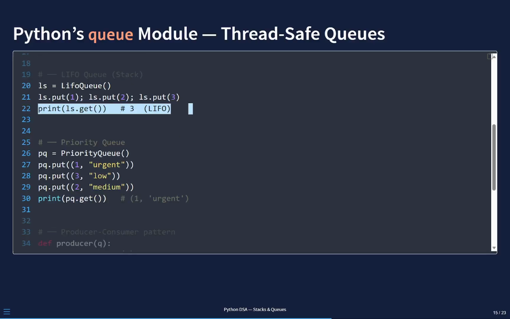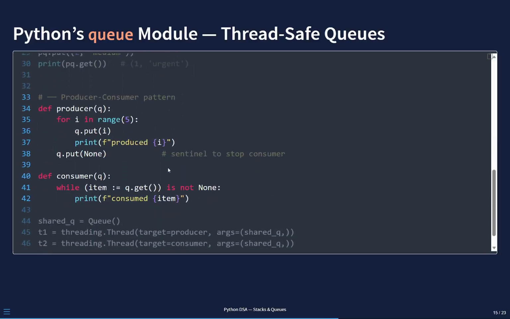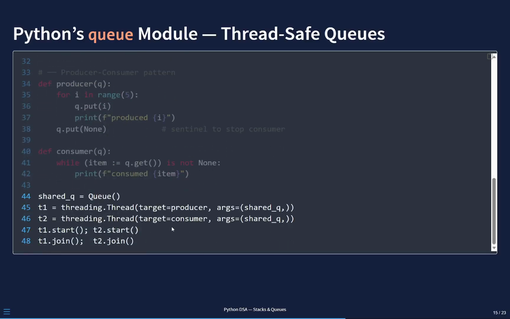Click. The producer-consumer pattern is the canonical use case. A producer thread generates work items and puts them in the shared queue. A consumer thread takes items and processes them. The None sentinel signals the consumer to stop. The queue handles all the synchronization. The producer and consumer threads never need to know about each other, only about the shared queue.